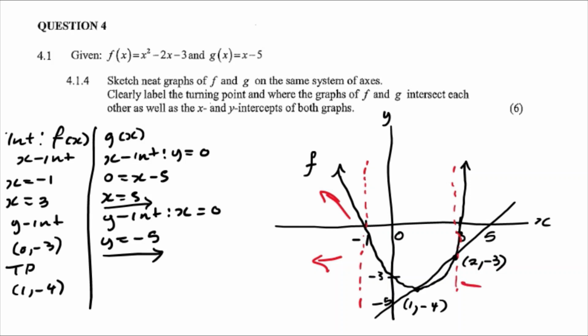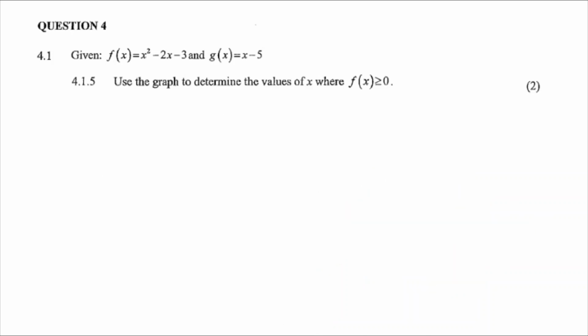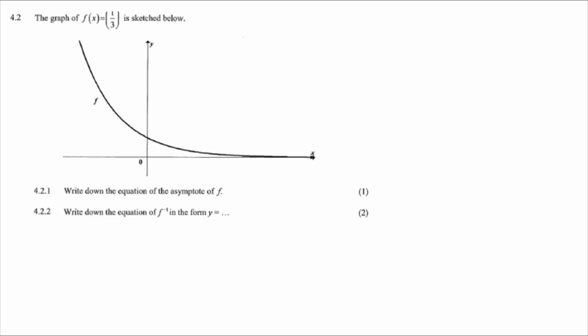If I go to the right of 3, the function proceeds to be above 0. So meaning that x is less than -1 or x is greater than 3. So very simple. So for your answer over here, we have x is less than -1 or x is greater than 3. So very simple there. Let's just go to the next question.